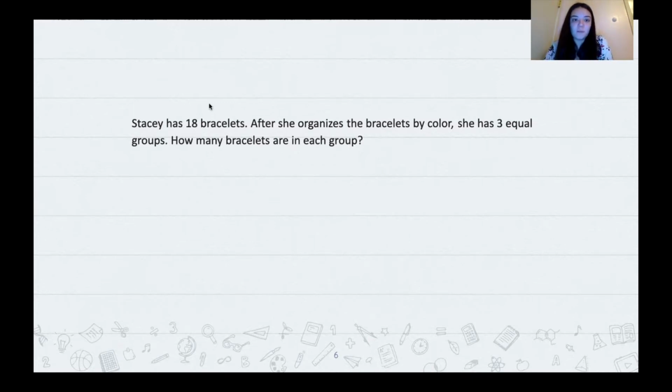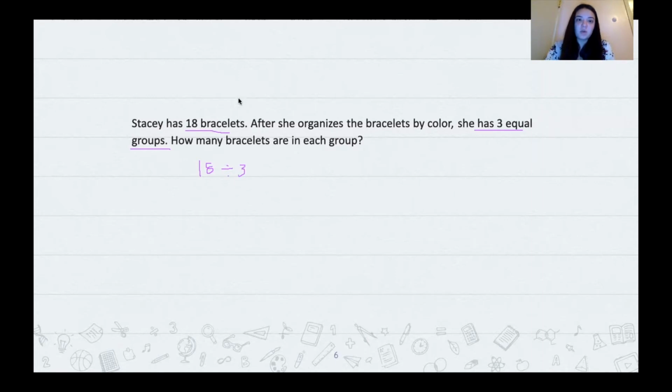So I'm going to start by underlining important pieces of information. So she has 18 bracelets. She has 3 equal groups. I want to know how many bracelets are in each group. So this is going to be a division problem. I'm going to write my equation here. 18 divided by 3. And I want to know how many bracelets I'm going to put in each.